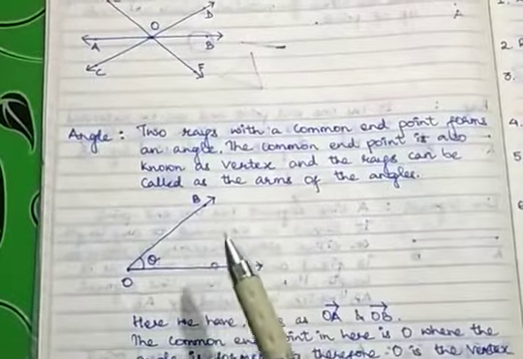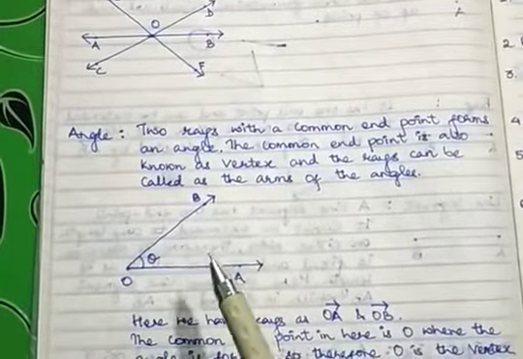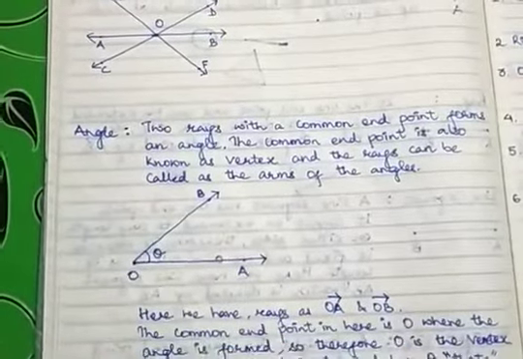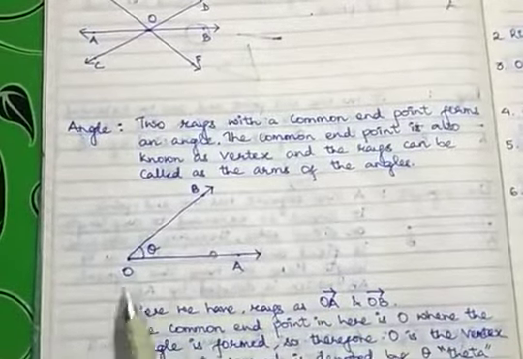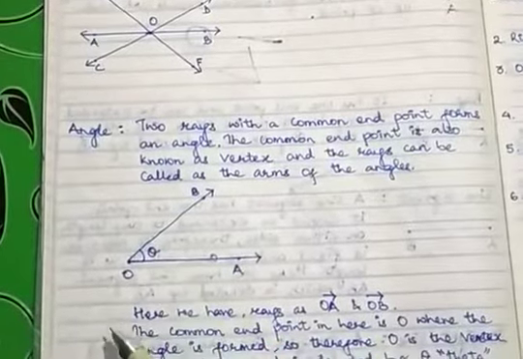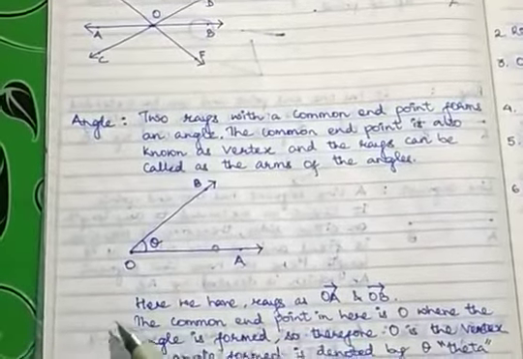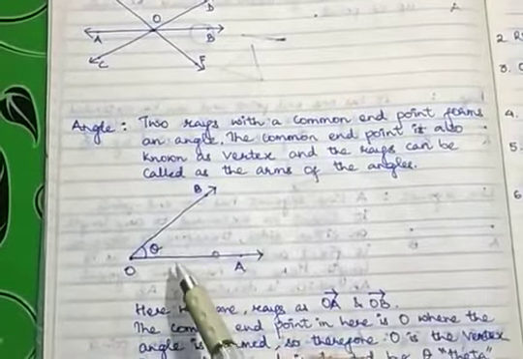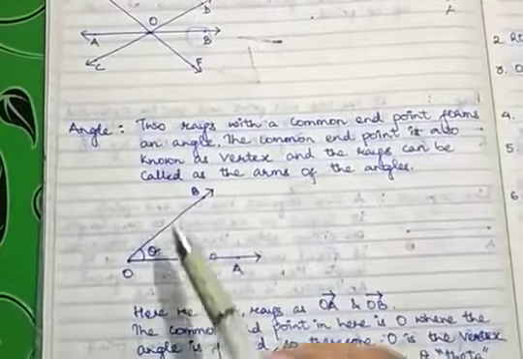Now listen very carefully to this one. When two rays share a common endpoint, for example here we have ray OA and ray OB in the figure. For OA, the endpoint is O, and for OB as well, the endpoint is O. But what these two rays have done is they have shared a common endpoint. And as soon as two rays share a common endpoint, they form an angle. So that is how an angle is formed.